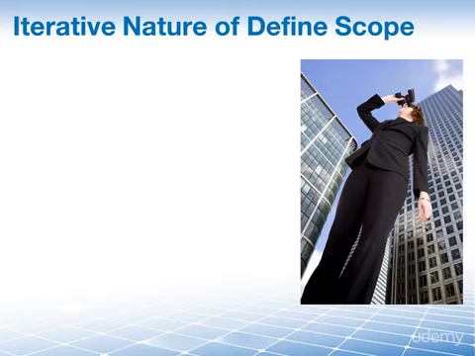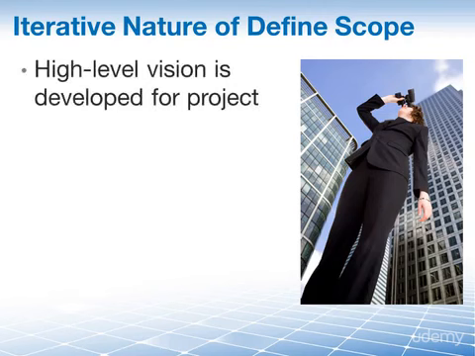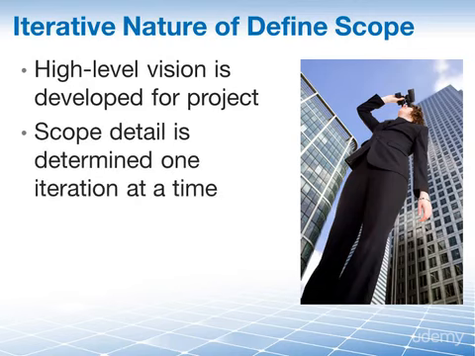The define scope process is highly iterative. At the beginning, we develop a high-level vision early on for our overall project because at that time not enough information may be known, so we stay very high level. Then, as we go through this process again and again and again, we will determine the detail of the scope that needs to be done, one iteration at a time.